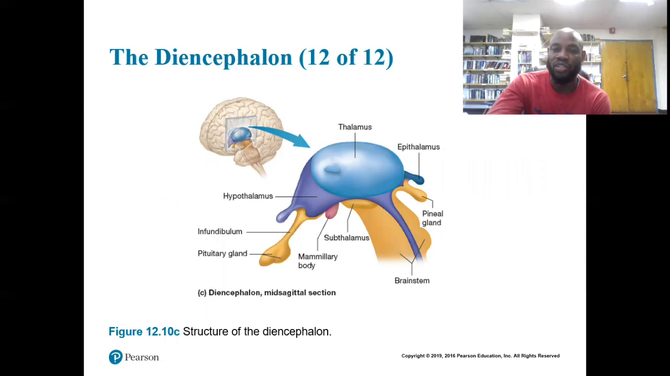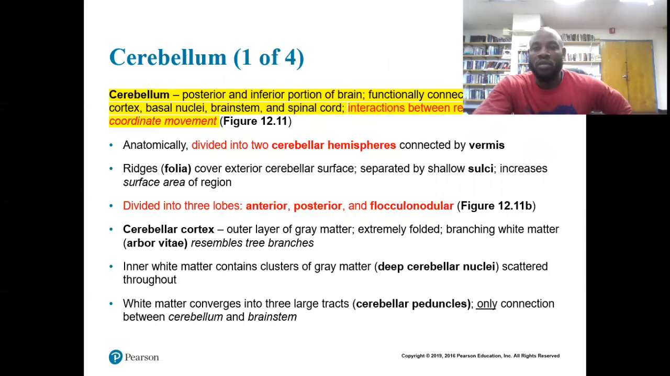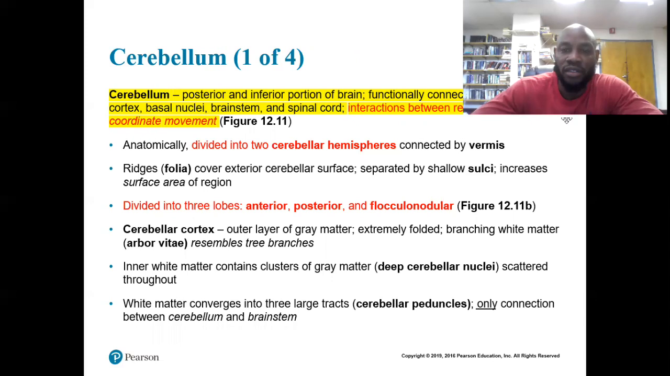Those are those structures from a different angle. And they're continuous with the brain stem, as you see. But before we get to the brain stem, we want to get to the cerebellum, the posterior and inferior portion of the brain, functionally connected with the cerebral cortex. Notice that again, basal nuclei, brain stem, and spinal cord, connected to all of them. Right? It helps interactions between those regions to help coordinate movement. So we've seen a lot of parts, cerebral cortex, basal nuclei, thalamus, also all working together for movement.